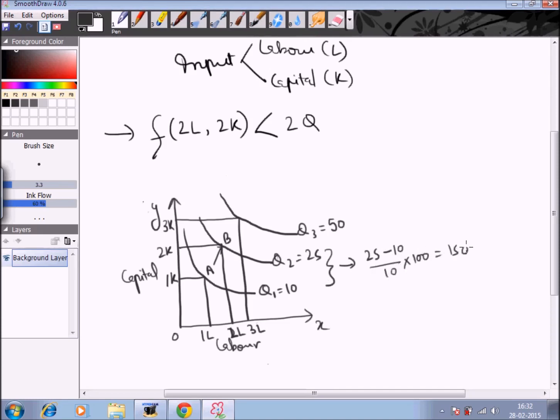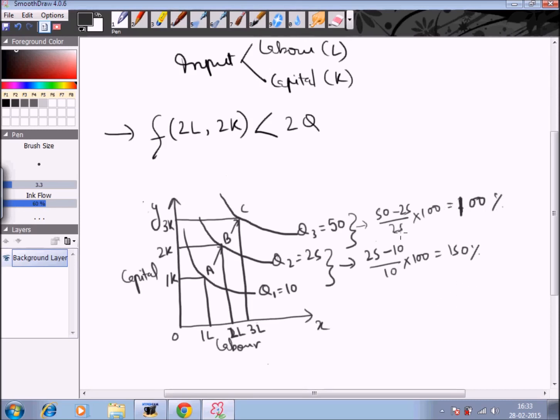So I get 150%. Similarly, when I move from point B to C, we can see that I am increasing the use of labor and capital by 50%, but the quantity which I get is increased by 100%. We can calculate this in the same way, that is final quantity minus initial quantity upon initial quantity into 100, which is 100%.